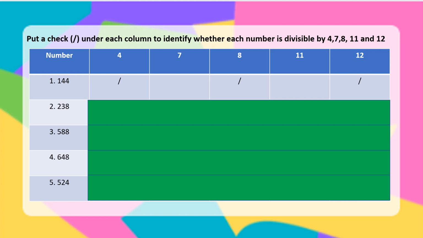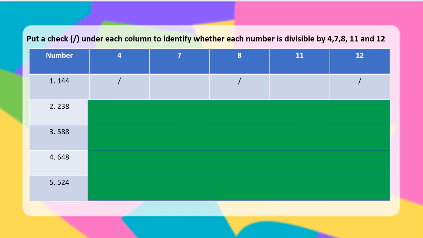Then, the alternate places in divisibility by 11, we're going to add the odds place, which is 1 and 4. That will give you 5. And 5 minus 4 will give you 1. So, is 1 divisible by 11? Of course, no.